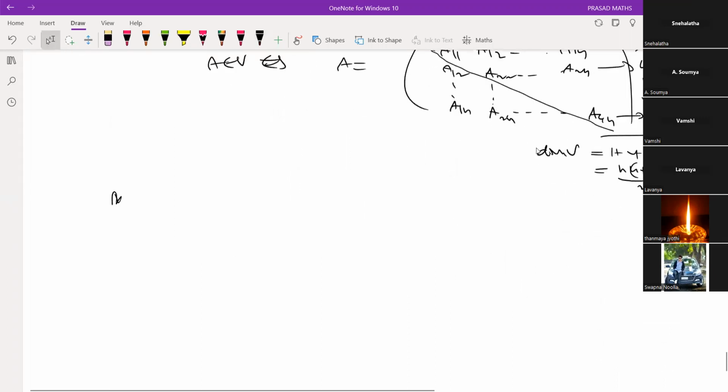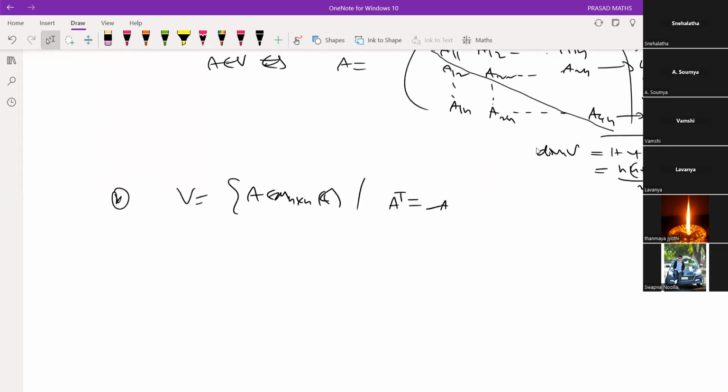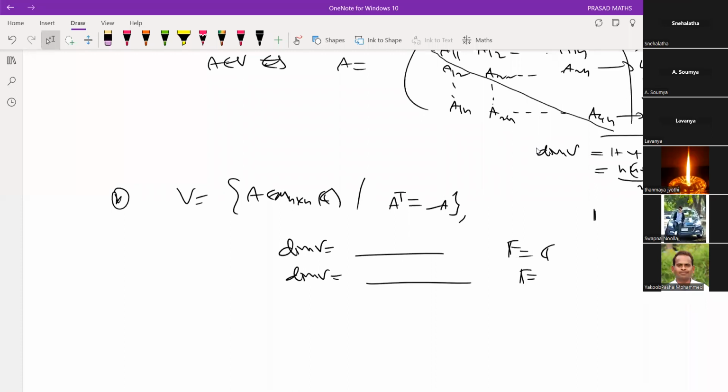Suppose we take this. What is the skew symmetric matrix? The set of all n by n matrices over a complex field such that A transpose is equal to minus A. Now tell me, what is the dimension of this over a complex field? What is the dimension of V over a real field? Fast, 3 minutes. Hurry up.